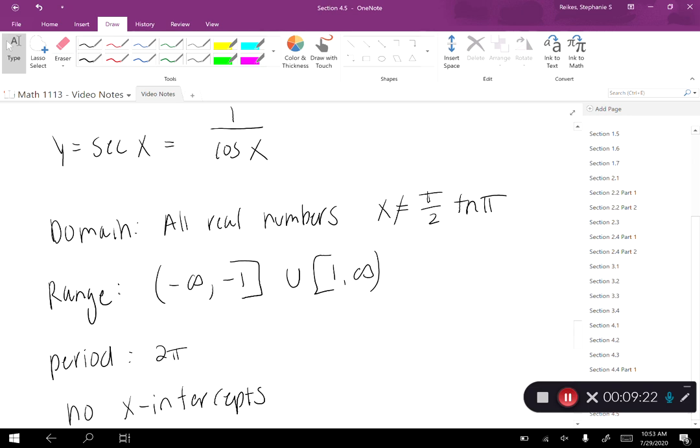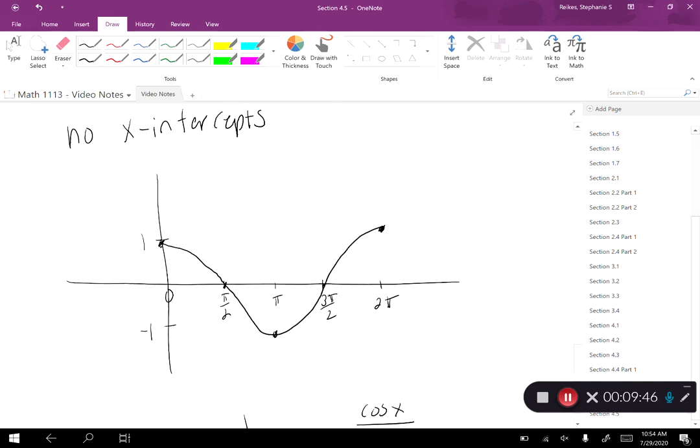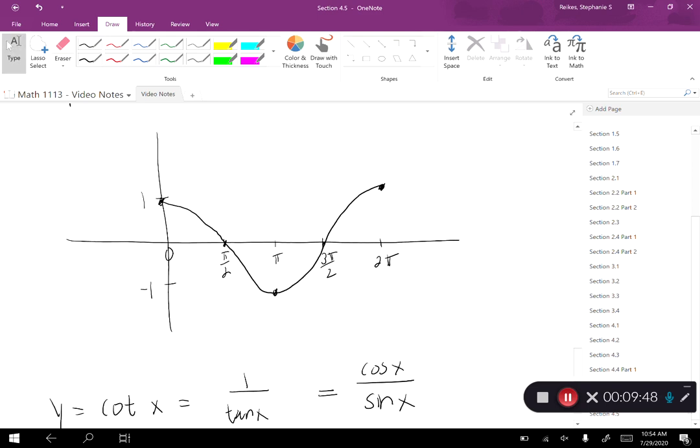So the domain is going to be all real numbers except where the denominator is 0, right? So that happens this time at pi over 2 plus n pi. Again, my range, negative infinity to negative 1, union 1 to infinity. Again, my period is 2 pi. There'll be no x-intercepts. We will again have vertical asymptotes, this time at x equals pi over 2 plus n pi. So here again is my cosine graph.